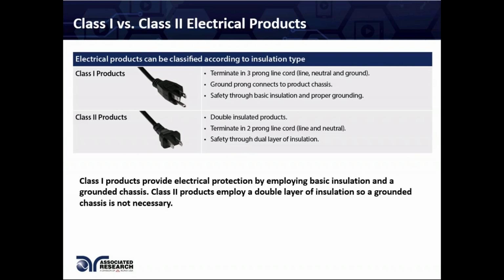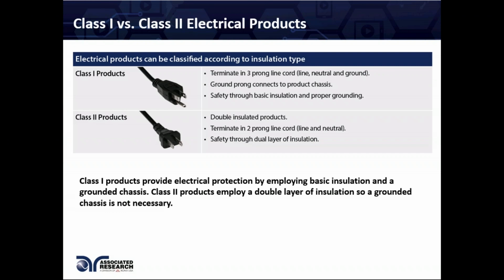So here's a quick look at the two different classes of products that we commonly run into. I'm sure there are other types out there as well, but the most common ones are the class 1 and the class 2 products. The big difference between the two is that class 1 products have a ground, and class 2 products don't have a ground circuit. Class 1 products normally terminate in the US and almost everywhere around the world.